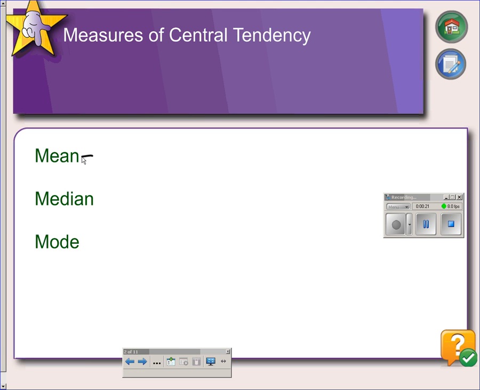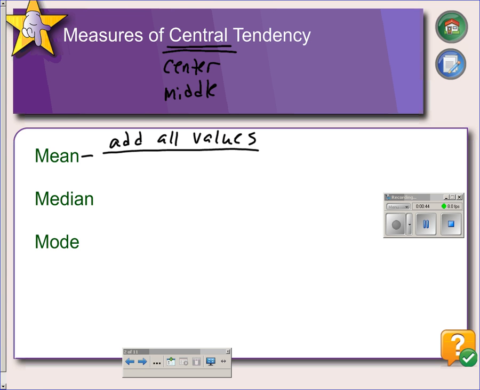Measures of central tendency. Central means center. Another word for center is middle. So mean, median, and mode are ways of measuring the middle. So to find the mean, we would add up all the values, and then we would divide by the number of values.